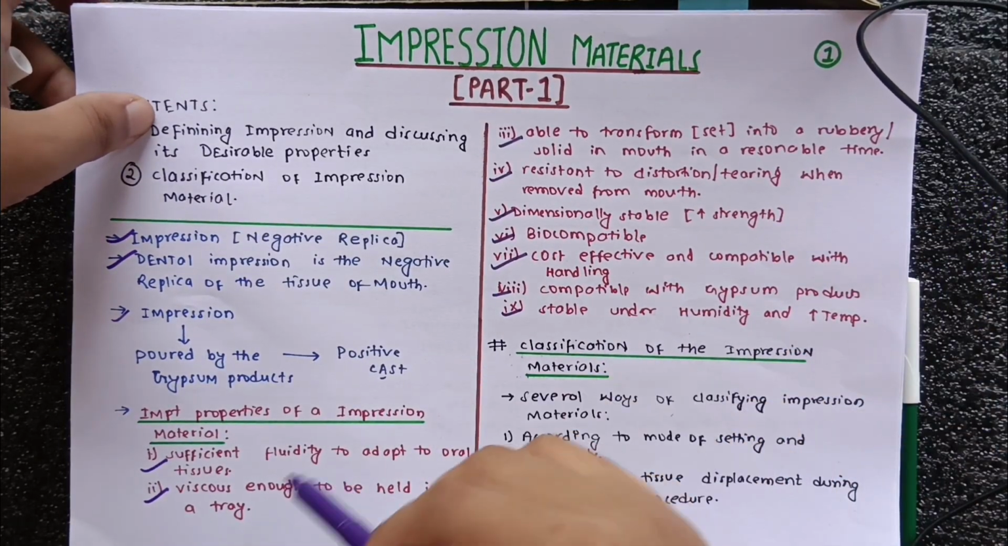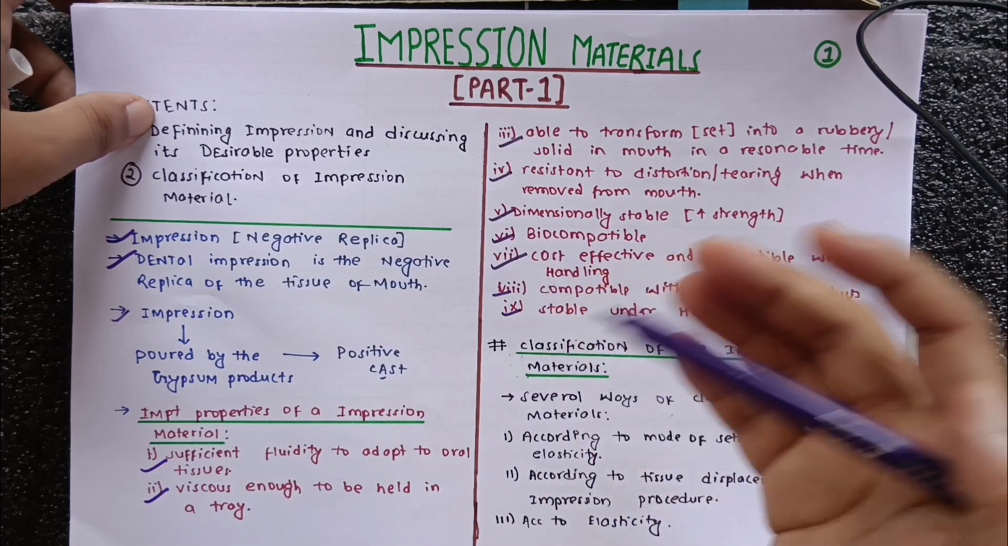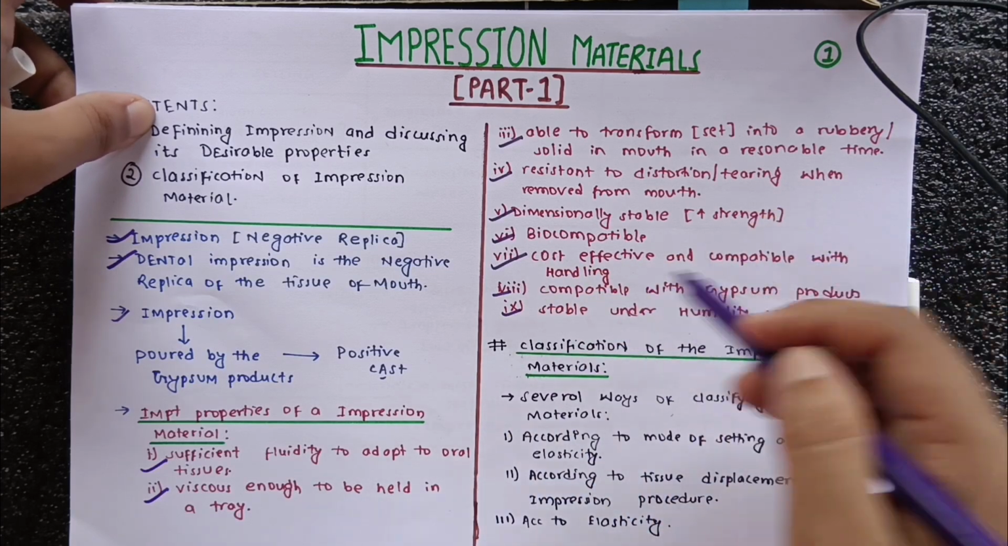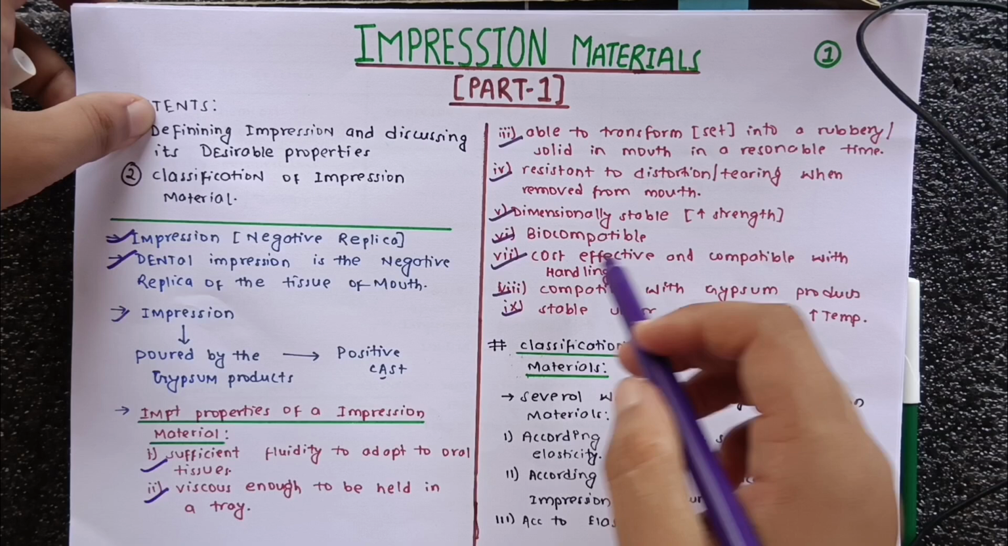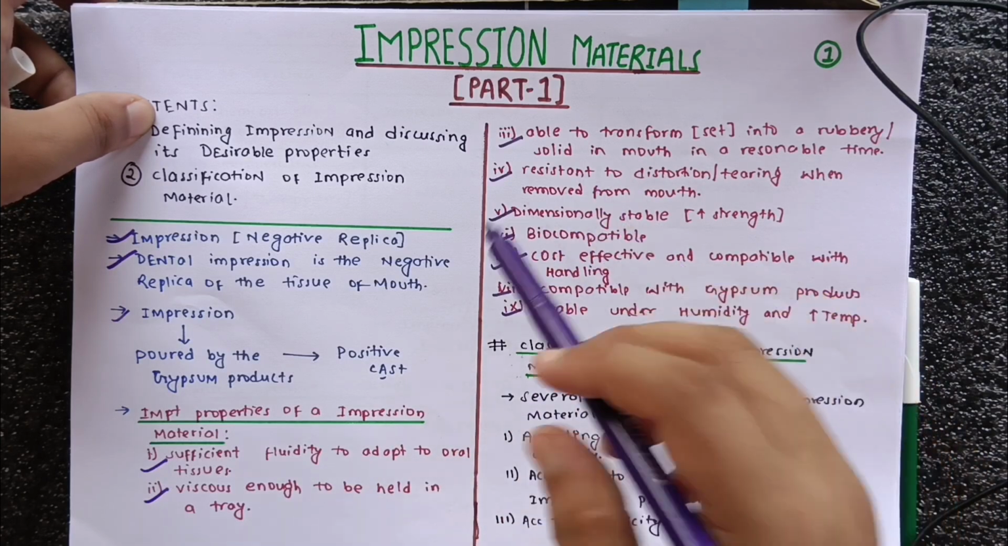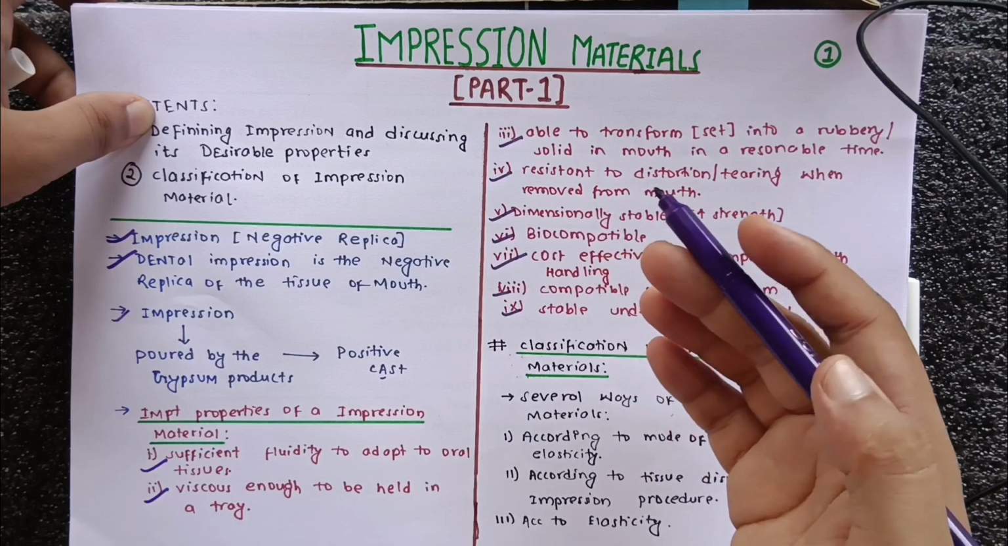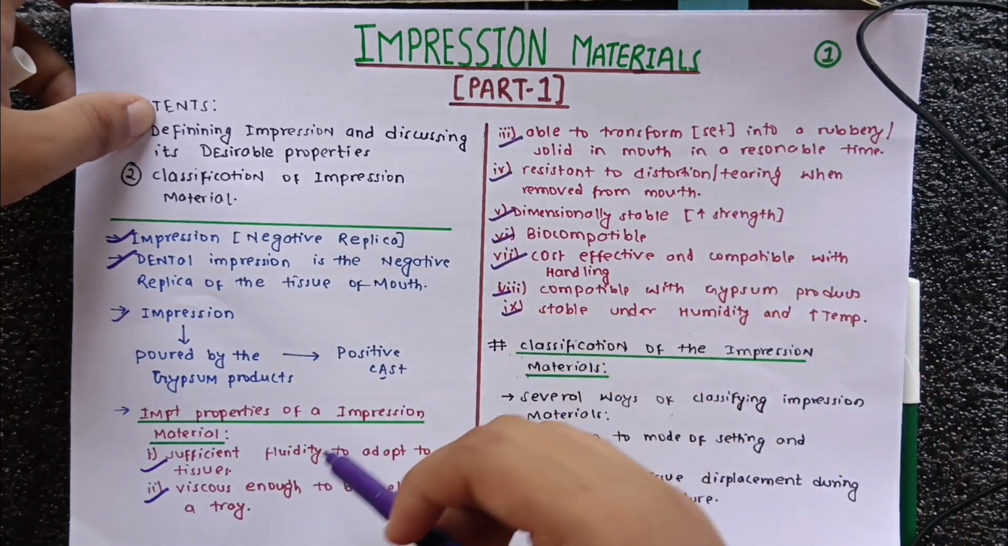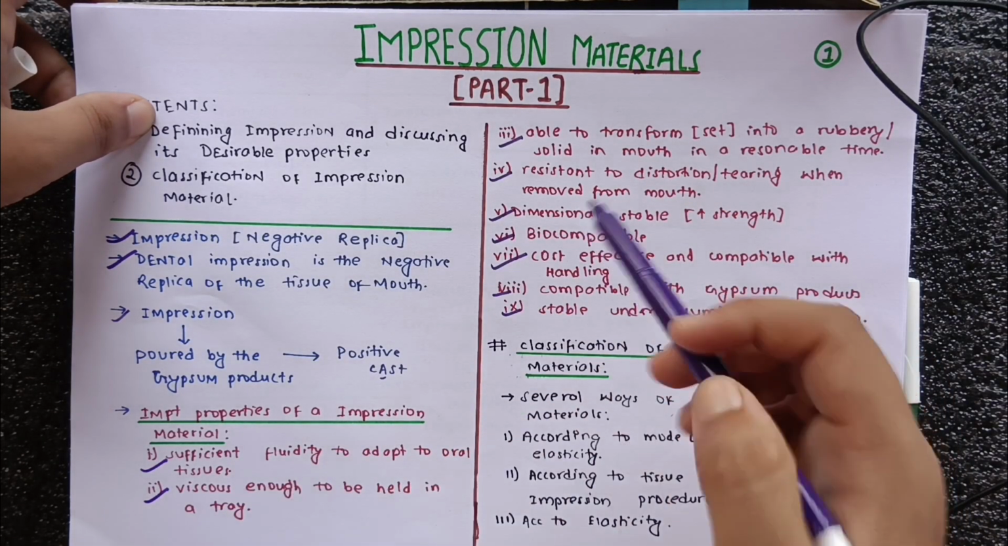Okay, so I have written here almost 9 points, and there are also other points too. It shouldn't be toxic, it should be biocompatible, as I have written here. So you should remember all those points, because sometimes they can ask in theory exams: write the ideal properties of an impression material. At that time you can write all those points.